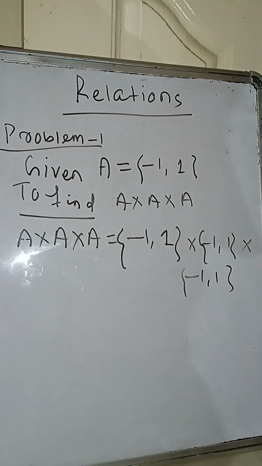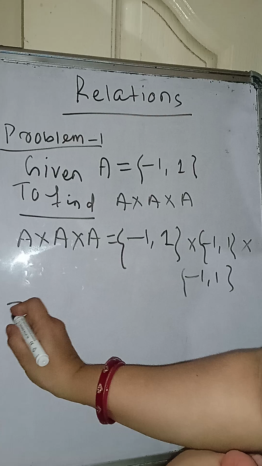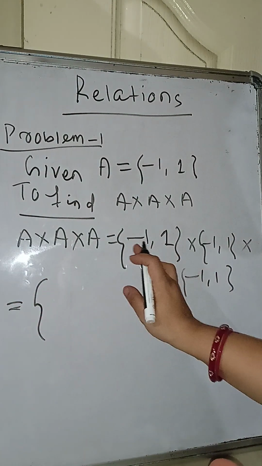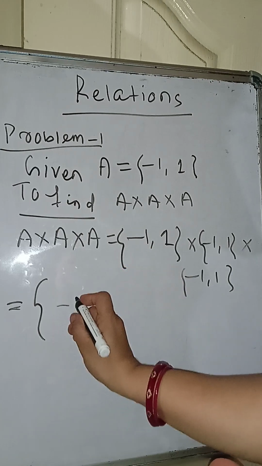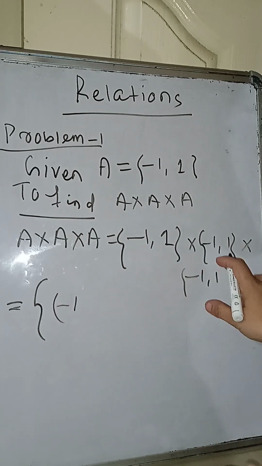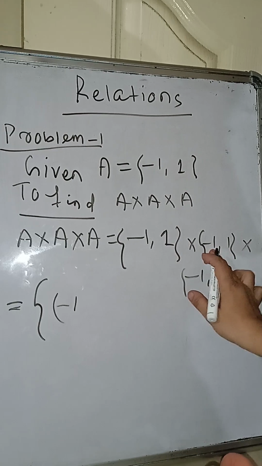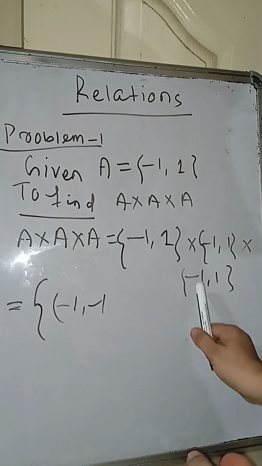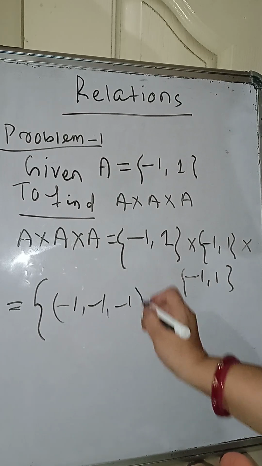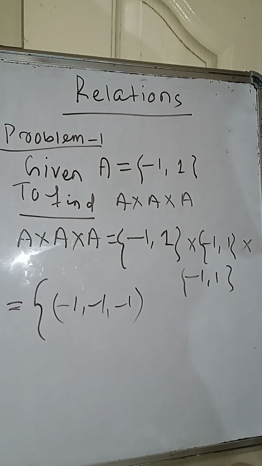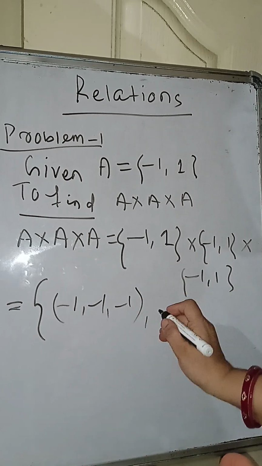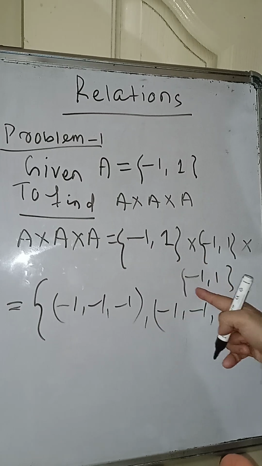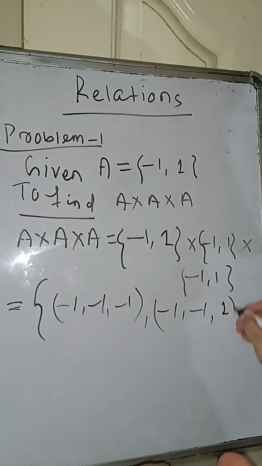So how to get this? It is again a set of ordered triplets. First consider the first element of the first set, that is minus 1. Let us fix this element. Then go to the first element of the second set, that is minus 1. Then the first element of the third set, that is minus 1. So one ordered triplet we get, that is minus 1, minus 1, minus 1. Similarly, let us fix these two elements, minus 1 minus 1, and then take the second element of the last set.